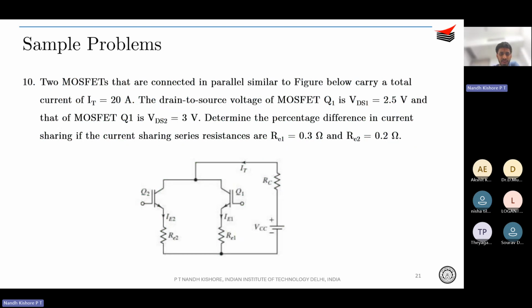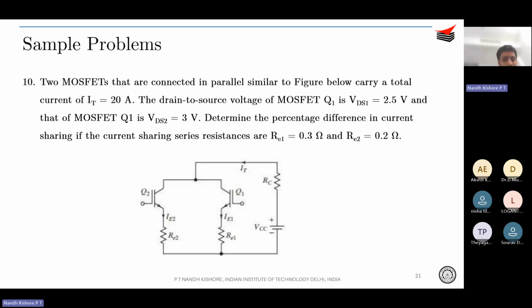Two MOSFETs are connected in parallel, similar to the figure shown below, and carry a current of 20 amperes. The drain to source voltage of Q1 is 2.5 volt and Q2 is 3 volt. Determine the percentage difference in current sharing if the current sharing series resistances are 0.3 ohms and 0.2 ohms.